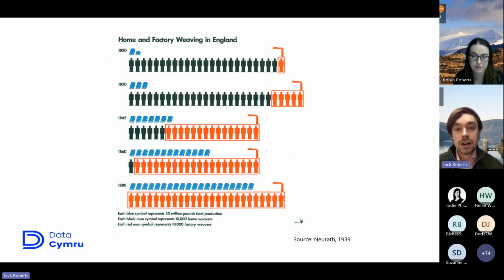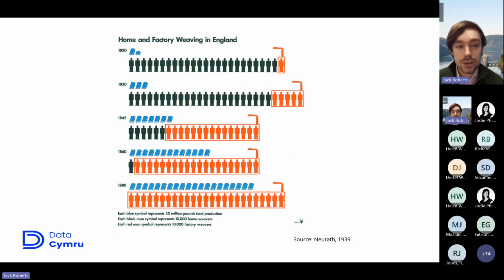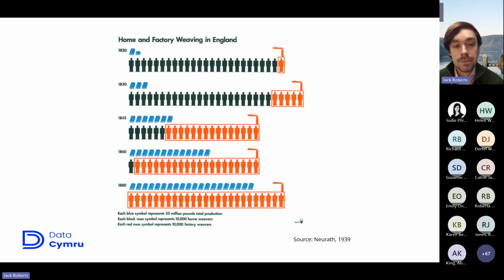So this is an isotype or a pictogram chart, and this represents weavers in England. And this graph was made in 1939. So there's a lot of pre-attentive properties that are being used here to give us different points of information. Each of these bars across represents a different year: 1820, 1830, 1845, 60, and 80. And in each of these, we can see that there are different points of information. So these small blue figures are meant to be carpets. Sorry, these represent the amount of production. And we can see that this production increases over time.